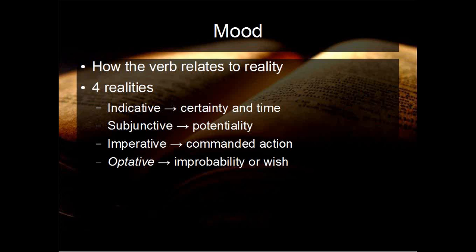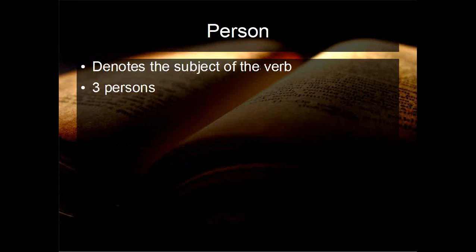Okay, so those are the moods. The next slide is persons. Persons, okay? Person denotes the subject of the verb. It basically conveys who's doing the action. That's what it does. And there's three types of persons.